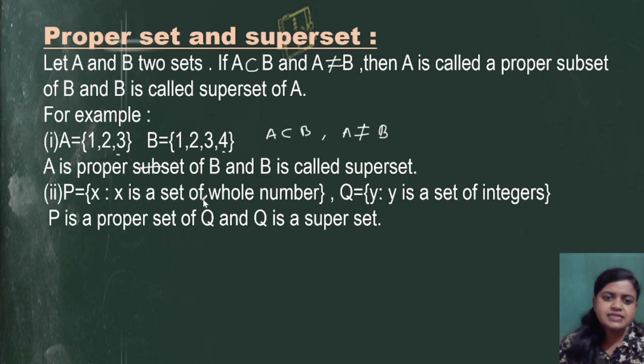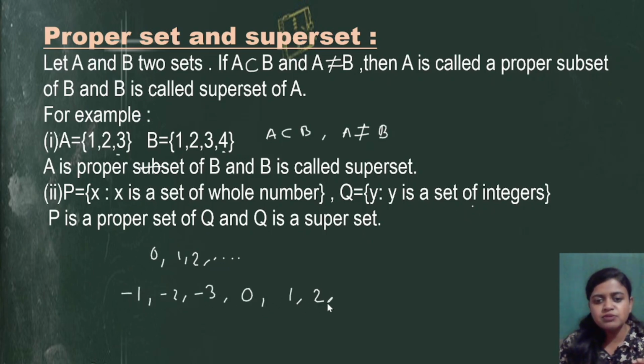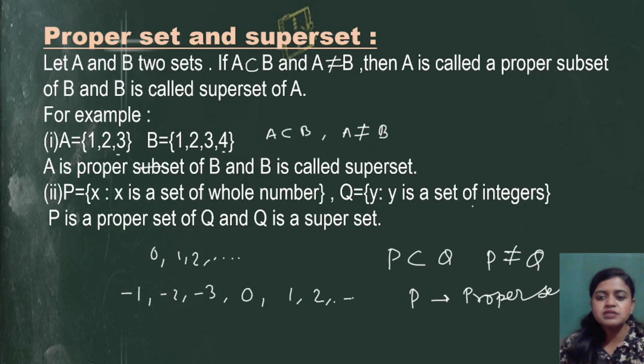Similarly, P is the set of whole numbers and Q is the set of integers. The whole numbers start from 0, 1, 2, 3 and so on, and integers include -1, -2, all the negatives, 0 and the positive integers also. So obviously P is a subset of Q but P is not equal to Q. Clear? So P is called a proper subset and Q is said to be the superset. Clear? Superset.